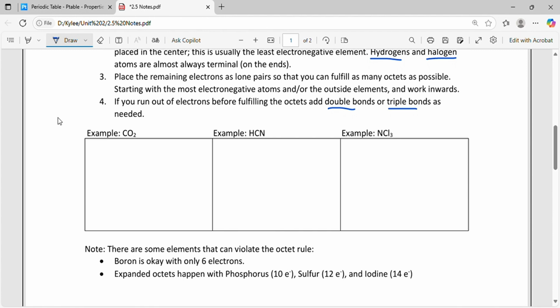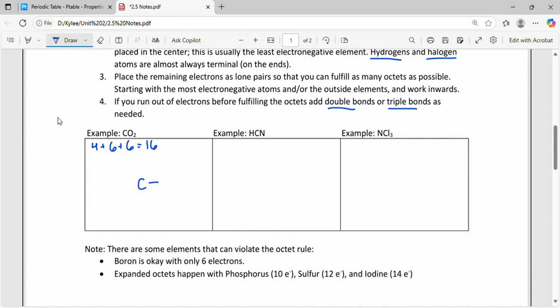In this first example, we have carbon dioxide. The first thing I'm going to do is add up my valence electrons. Carbon gives us 4, oxygen gives me 6, and I have 2 of the oxygens. So altogether, I have 16 valence electrons to work with. That means I have 16 total electrons to make all of these connect together. Who goes in the middle? Well, carbon is less electronegative, and carbon needs 4 bonds, so I'm going to put carbon in the middle.